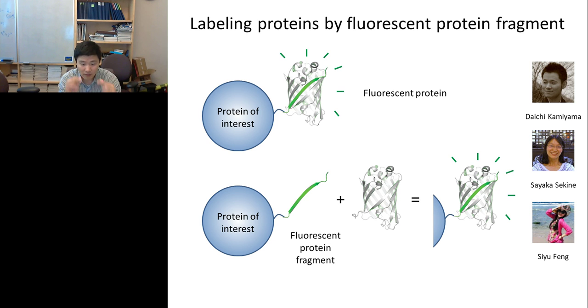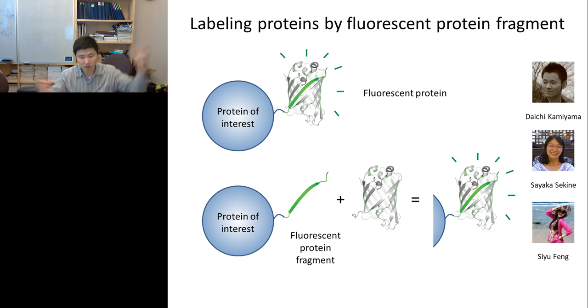And even more importantly, the Waldo lab has specifically engineered this split fluorescent protein construct so that the fragments would very efficiently come together without the assistance of other protein-protein interactions. We know many of the split fluorescent protein constructs are engineered to detect protein-protein interactions.